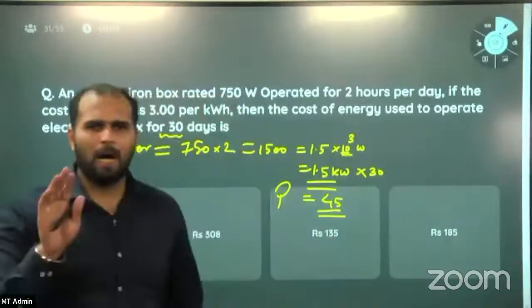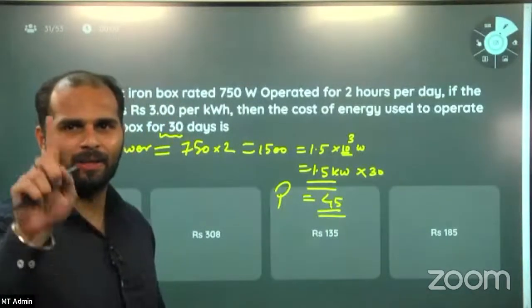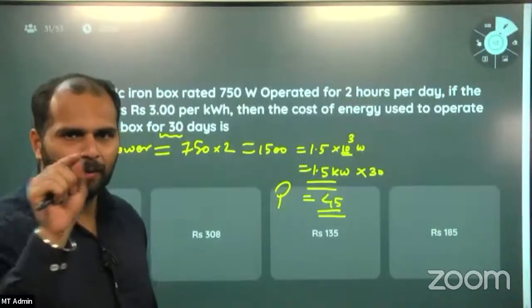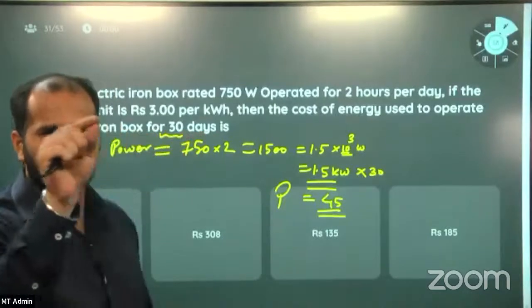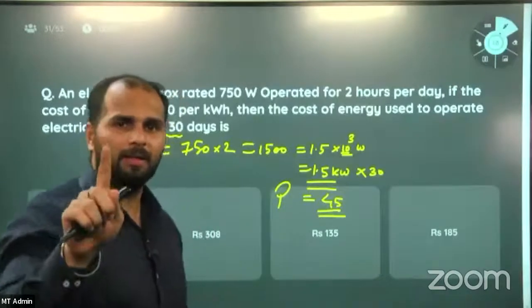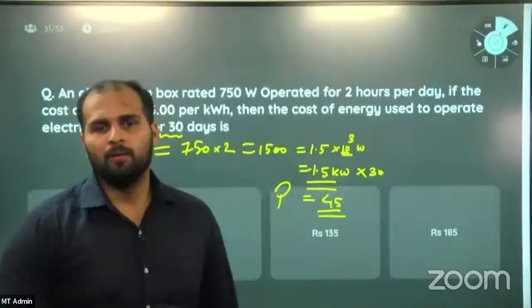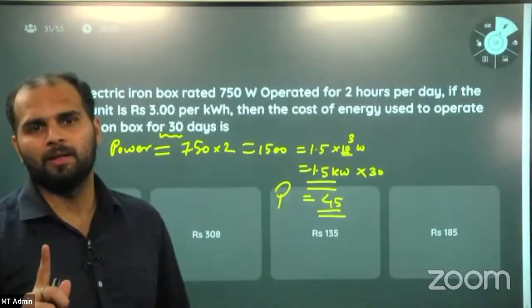So, total power consumed is 45 units, right? In our case also, when the bill comes, it is given the consumed units: 89 units, 99, 105, 150 units, right? Similarly, we have consumed 45 units.